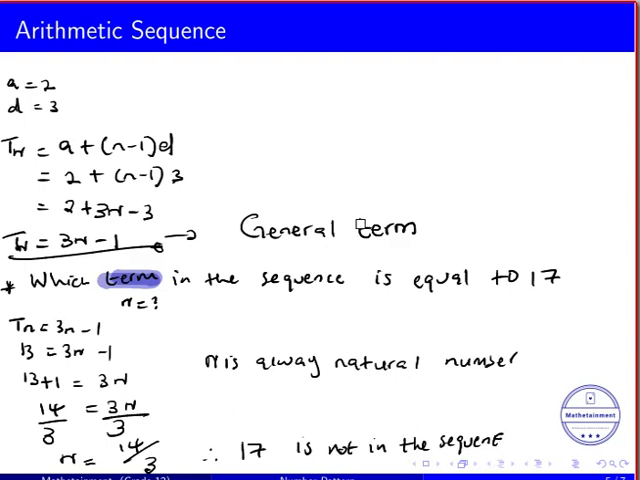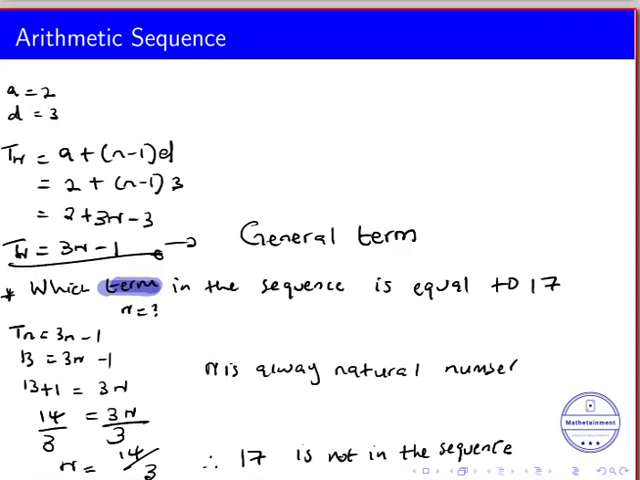It might happen for them to ask you for a number that does not exist in the sequence. If the number gives you a fraction or a negative number, that means that number does not exist in your sequence. A term number should be a natural number, meaning a positive number starting from 1 to infinity. And you cannot have a fraction, you cannot also have a negative number.